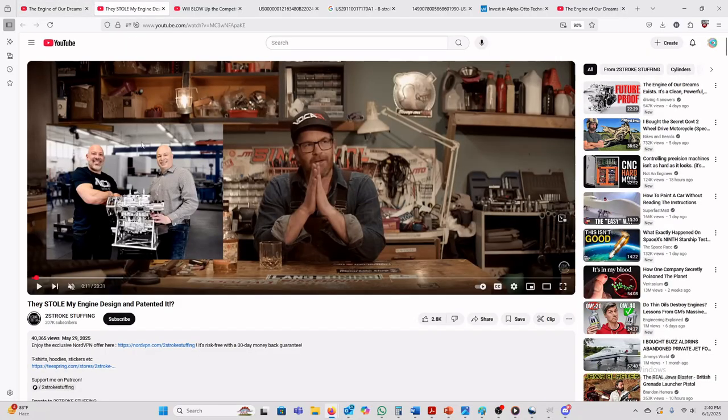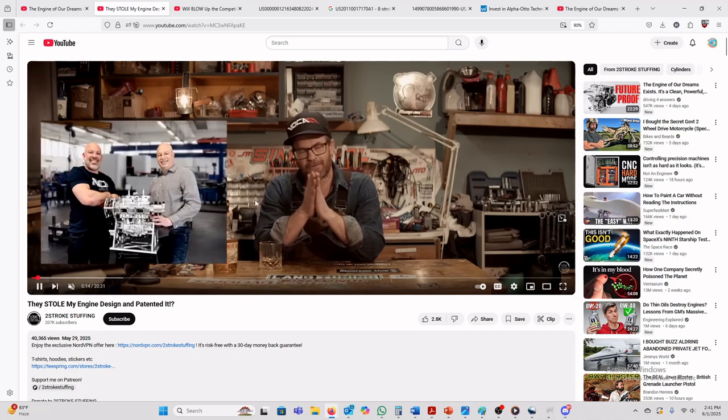Two-stroke stuffing came out with a video as well saying, hey, these guys came up with this engine. I've been working on this engine for years. What's the big deal? They stole my design and patented it. Some later comments from him seem like he's maybe walked back, recognizing some of the differences in the engine. But that is the original tone of the video.